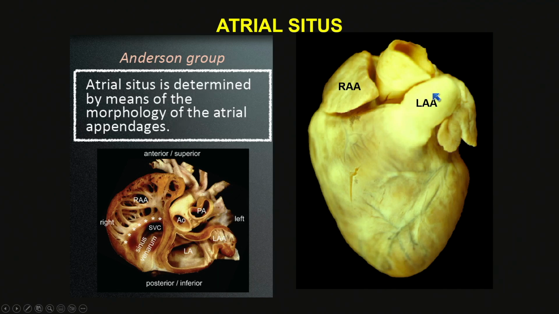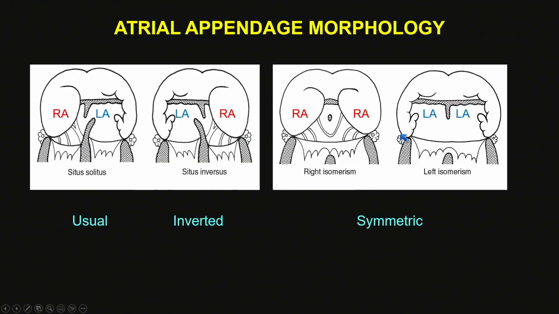The left atrial appendage is more finger-like. It has far less pectinate muscle, and it has a completely different shape.